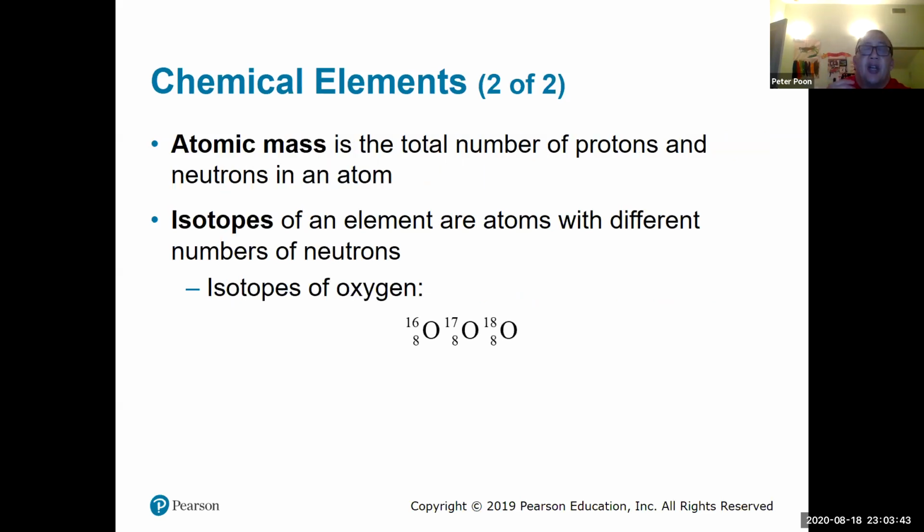The atomic mass is something different. Neutrons have a weight of 1, protons have a weight of 1, electrons have a weight of 0. So you can have different atoms with the same number of protons, so they're the same element and they have the same atomic number, but they have different masses, and those are isotopes. Isotopes have different numbers of neutrons.